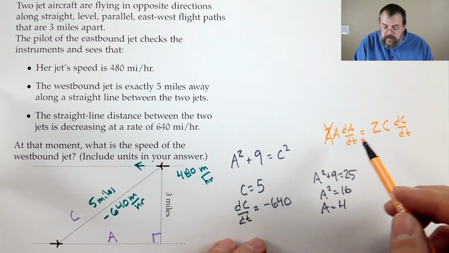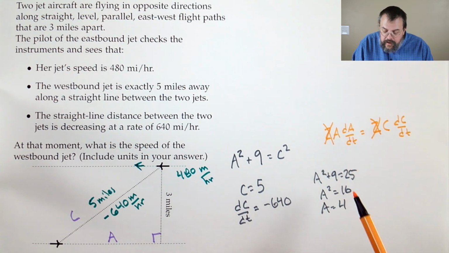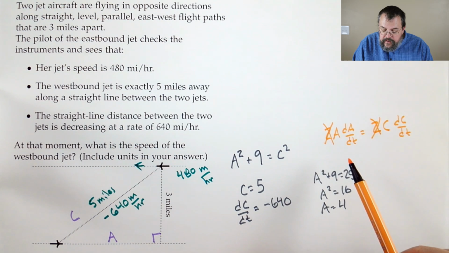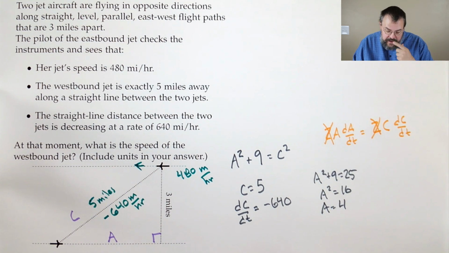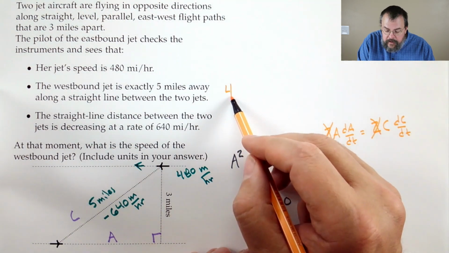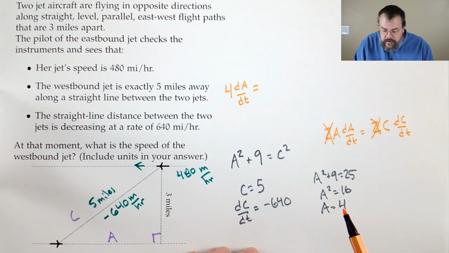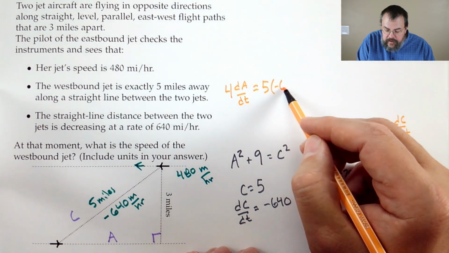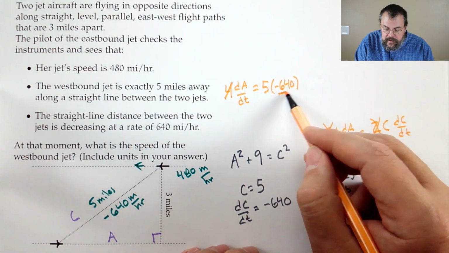Now, the nice thing is we can cancel the 2's, so those are gone, and we plug in what we know. We know what A is, 4. We know what C is, that's 5. And we know what dC/dt is, that's negative 640. So, what do we have? Well, let's write it down. So, 4 dA/dt is equal to, see, A is 4, 4 dA/dt is equal to C times negative 640. Okay, well, divide both sides by 4.